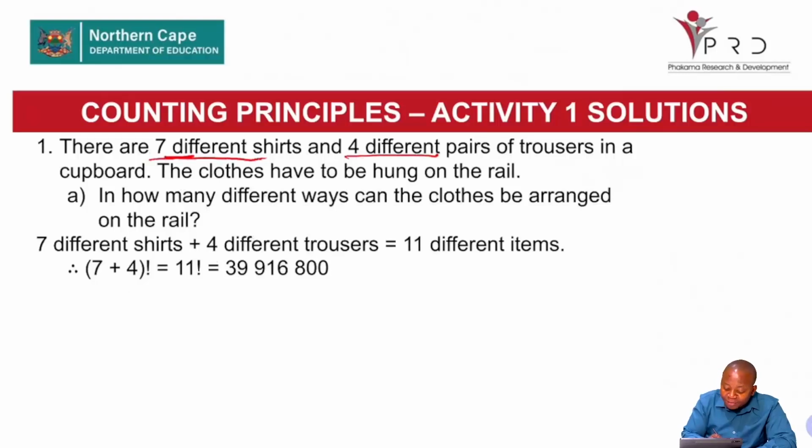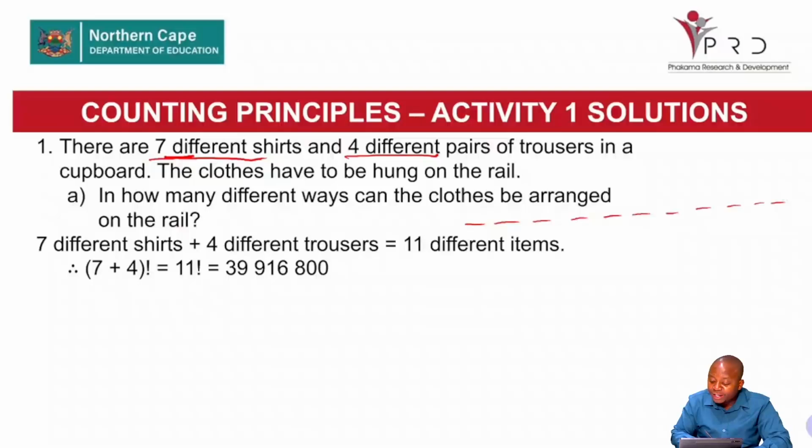So how many do we have? We have 11. So you can have 7 spaces: 1, 2, 3, 4, 5, 6, 7. So it's for trousers: 1, 2, 3, 4. It's 4. It's for 7 shirts. And it's for the trousers in that case.